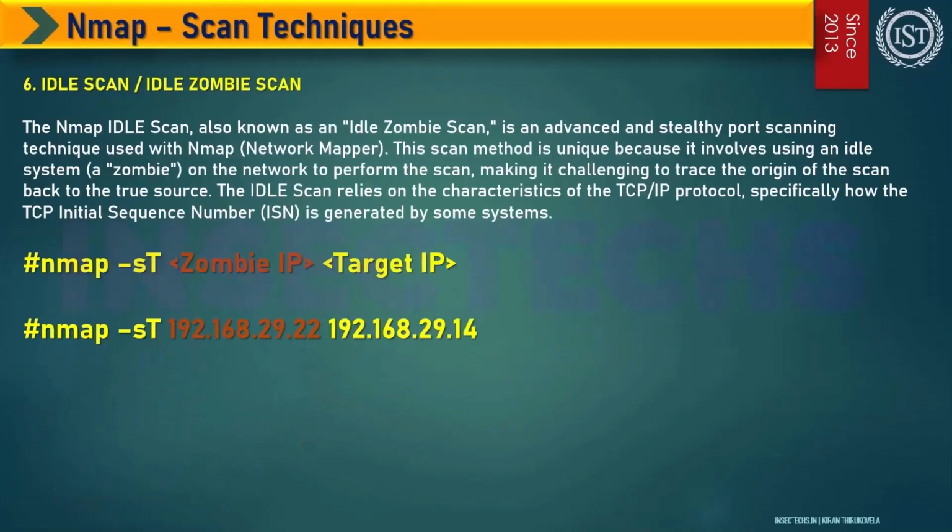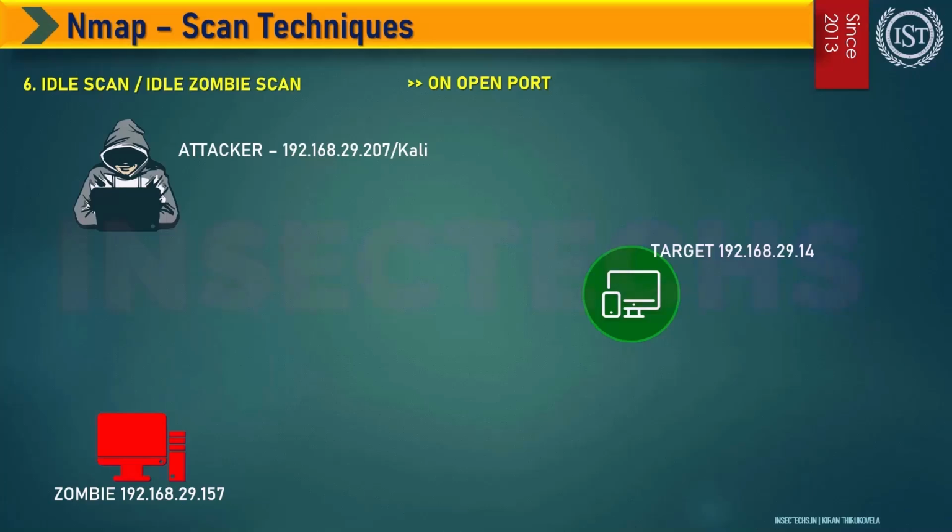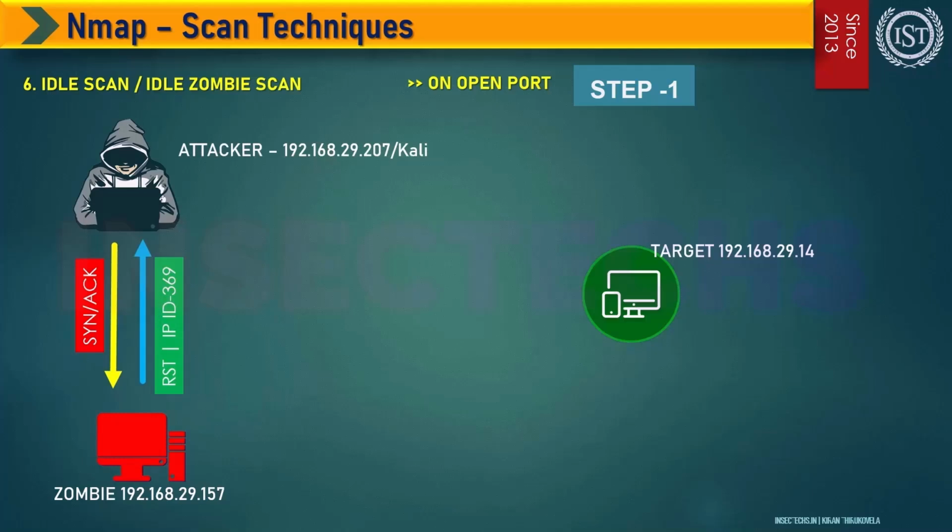Okay, so to find the open ports on a target machine, assuming this scenario where a port is open, the attacker will probe for the IP ID of a zombie machine by sending a packet with the SYN-ACK flags enabled. As you can see here on the screen, the attacker has sent a SYN-ACK packet to the zombie machine whose IP address is 29.157. Now what will the zombie machine do? It is confused because it has not gotten a SYN packet initially. Directly it is getting a SYN-ACK, so it gets confused and it will send a reset flag in its packet with an IP ID. In this case, the example is 369.